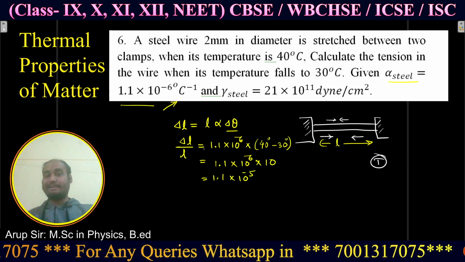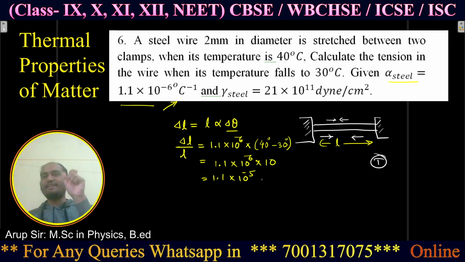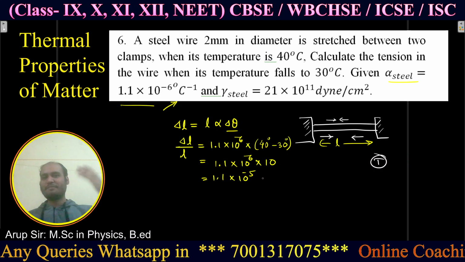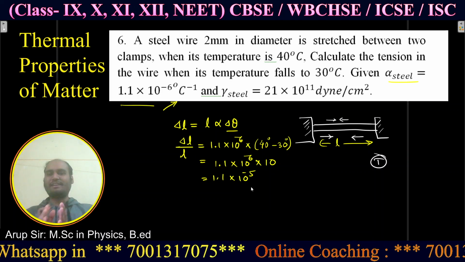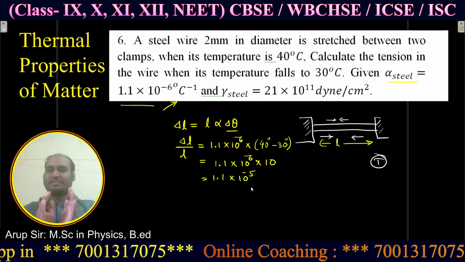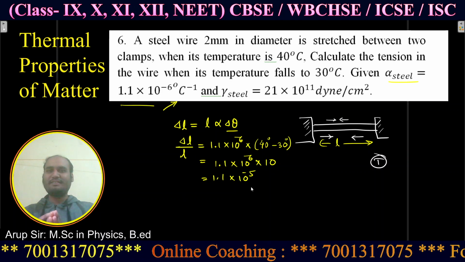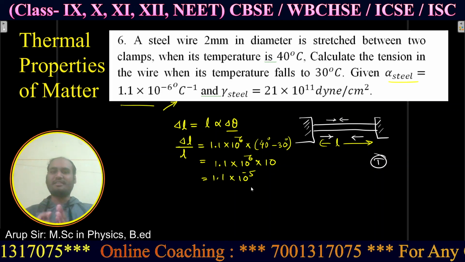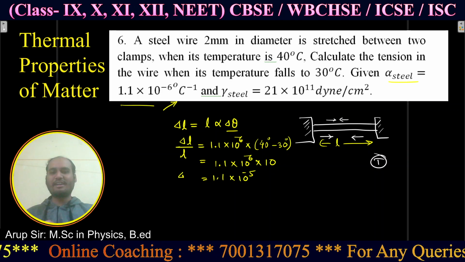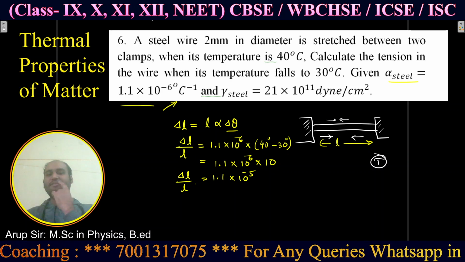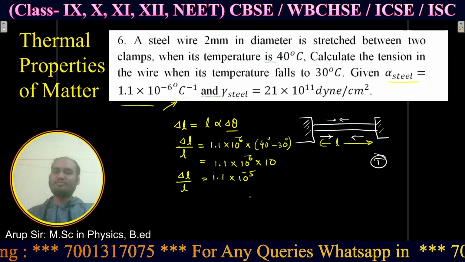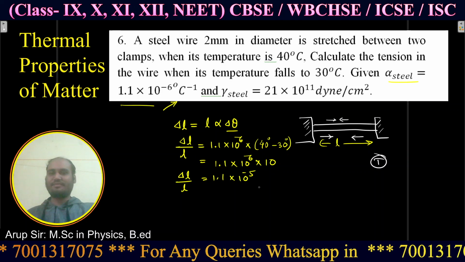And this delta L by L is the change in length by actual length. From the concept of mechanical properties of solids, what is the name of this thing? Strain, right? Longitudinal strain, delta L by L. Remember that, solid state physics. So delta L by L is equal to 1.1 into 10 to the power minus 5.